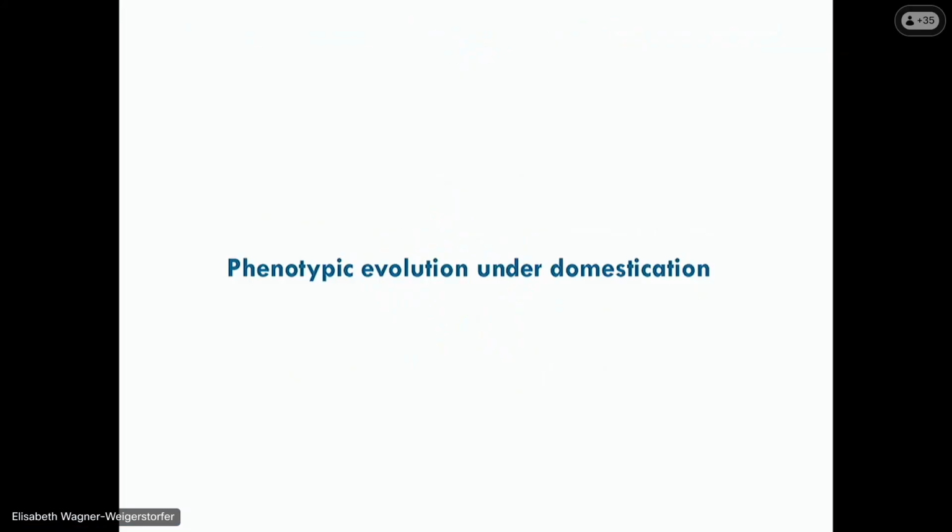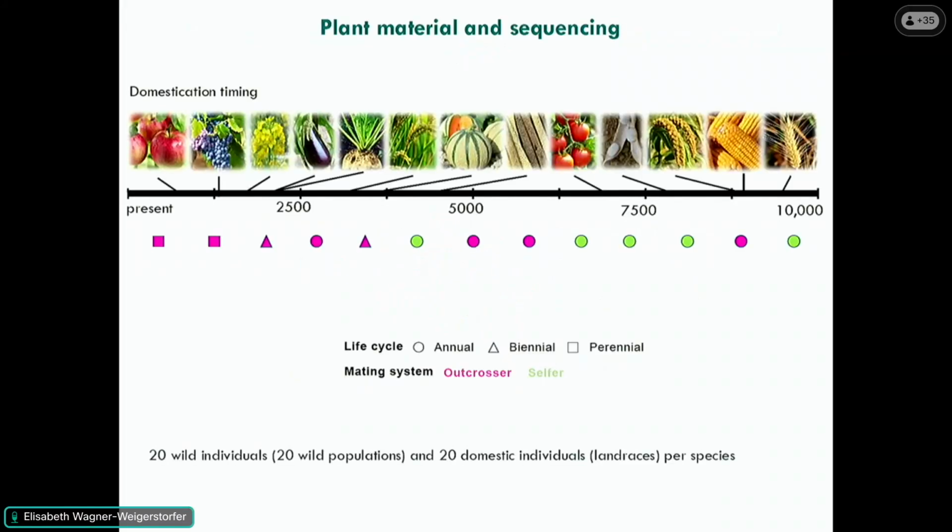So first, phenotypic evolution under domestication. To address questions about this, we designed a sample encompassing 13 diploid species that are shown here in pictures, and that are covering a gradient of domestication timing. So you see the most recent domestication, like the one of apple, and a more ancient one, like the einkorn wheat here. And these species also cover a diversity of life cycles: annual, biennial, and we also have perennial species, the grapevine and the apple. We also have a variety of mating systems, outcrossers in pink and selfers in green.